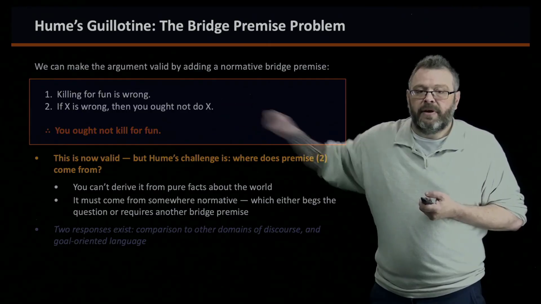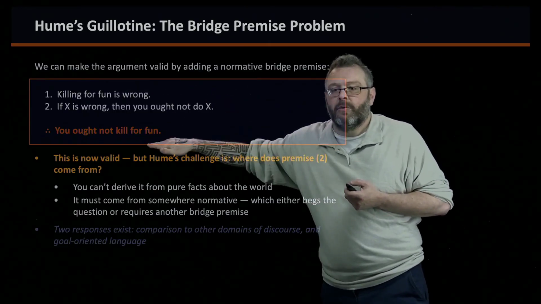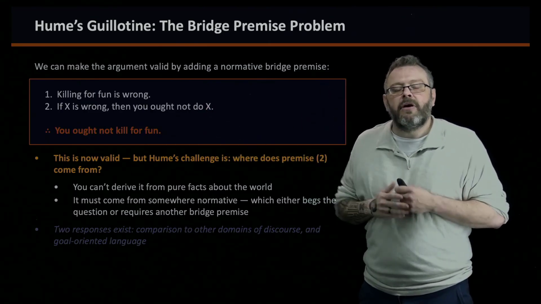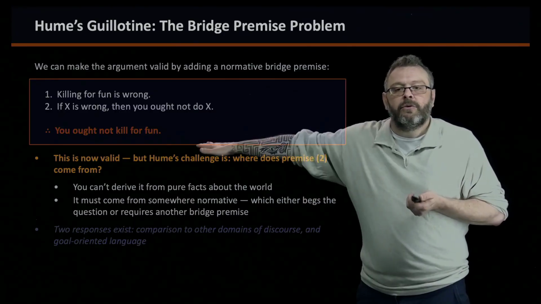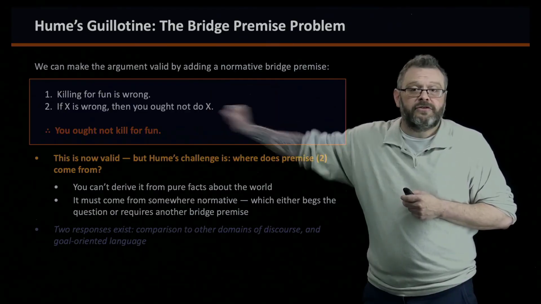We can add a premise that sort of bridges the gap between what is the case and what ought to be the case. So premise 2, we can add this and say, hey, if something's wrong, then you ought not do it, so you ought not kill for fun. Okay, we got a valid argument now. This is now just a modus ponens.